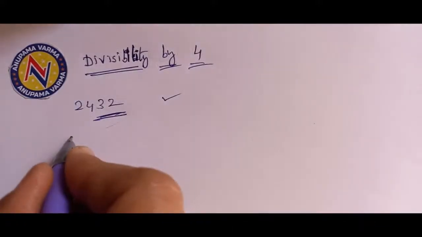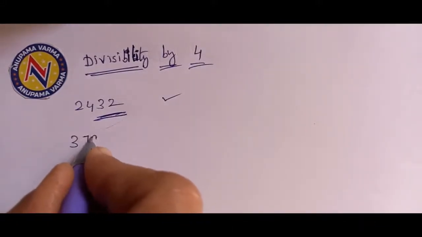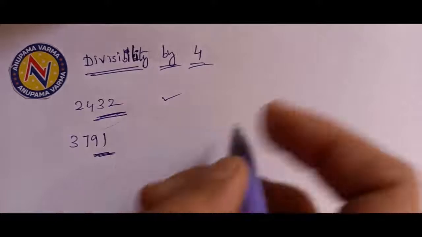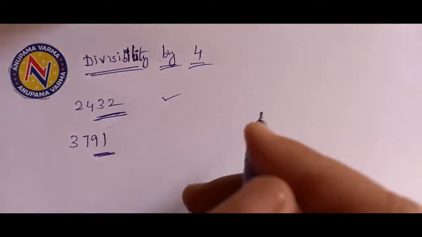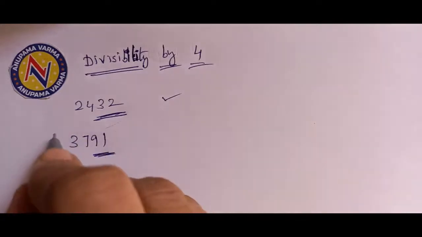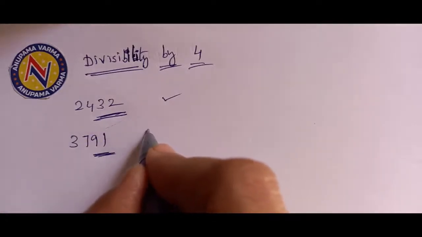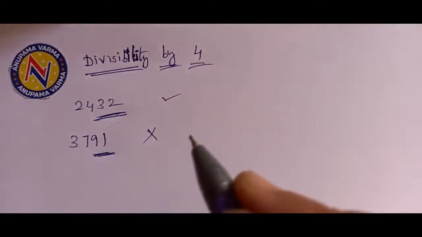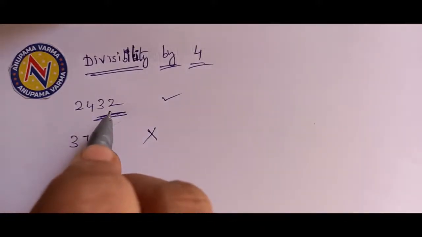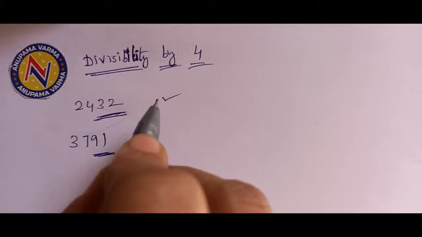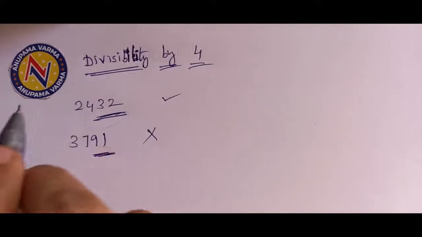Let's take one more example. 3791. 91 is not divisible by 4. So the entire number is also not divisible by 4. Do you understand, children? If the last two digits is divisible by 4, then that number is divisible by 4.